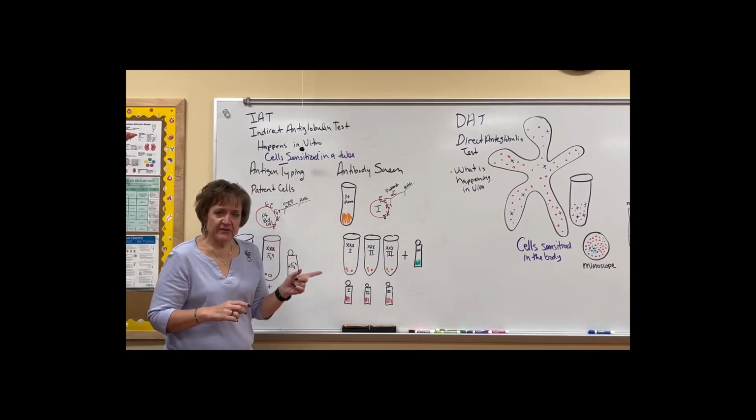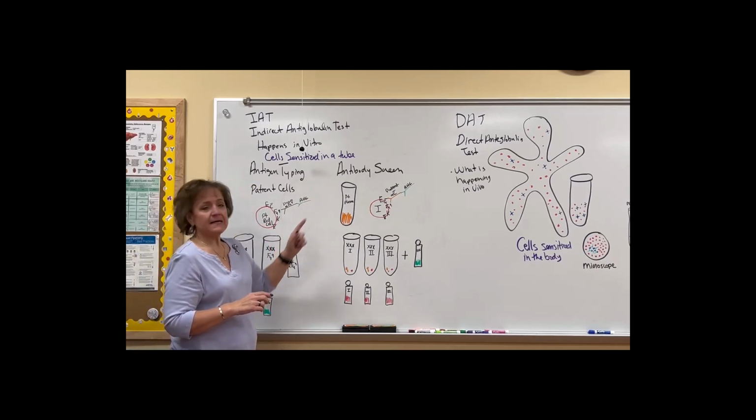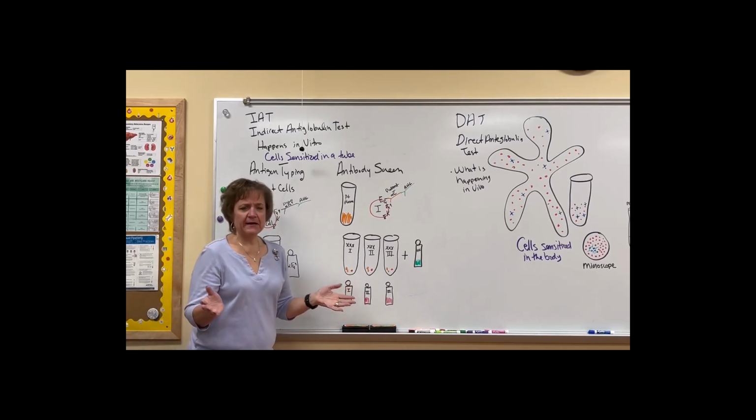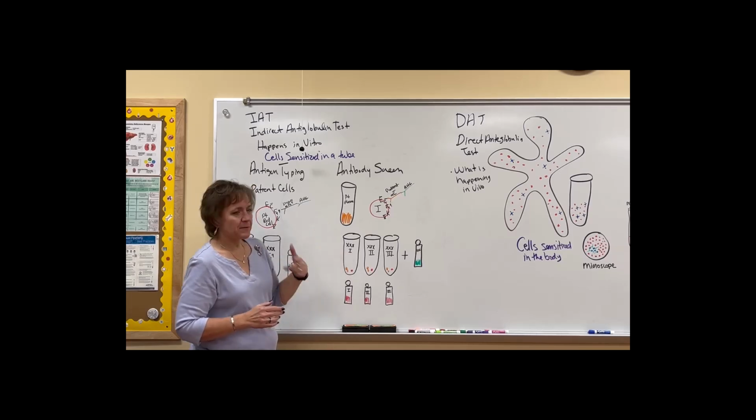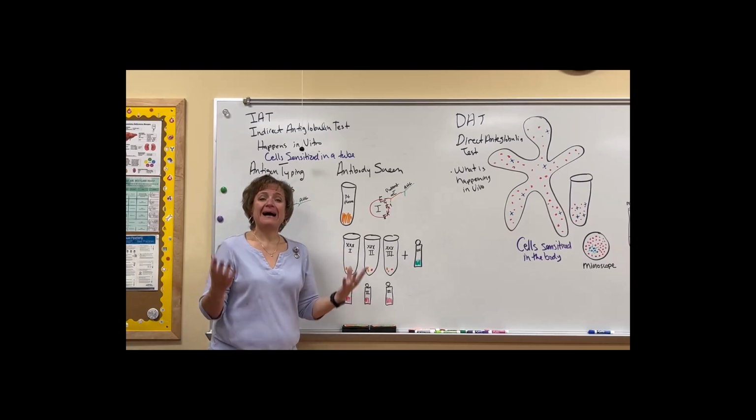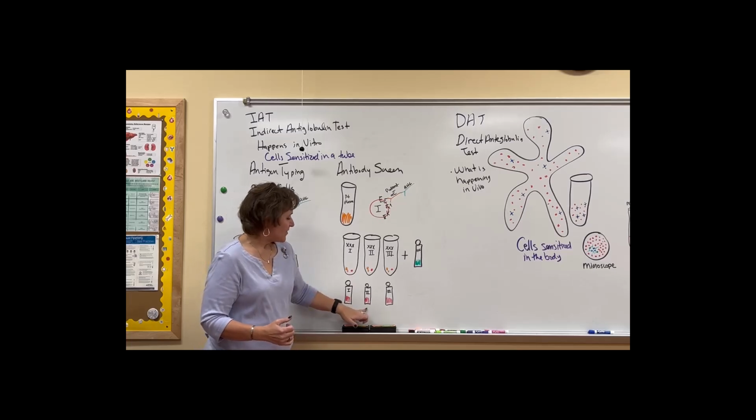The other indirect antiglobulin test we do is antibody screens. We do antibody screens all the time, right? So we're used to seeing these. What we do is we take the patient plasma, and we want to know, do they have any antibodies? So in this situation, we take it with our known cells.